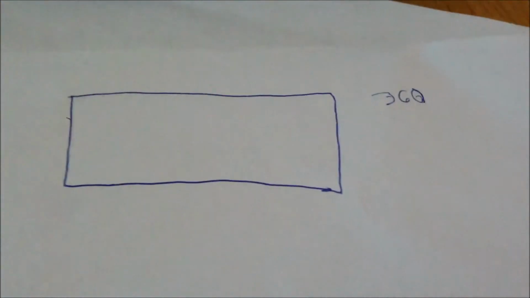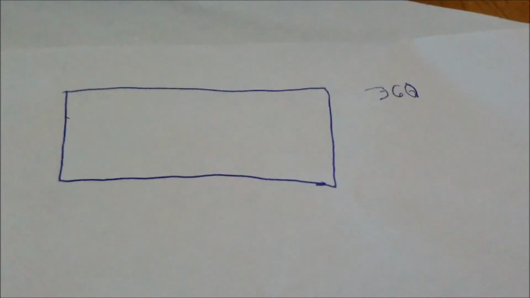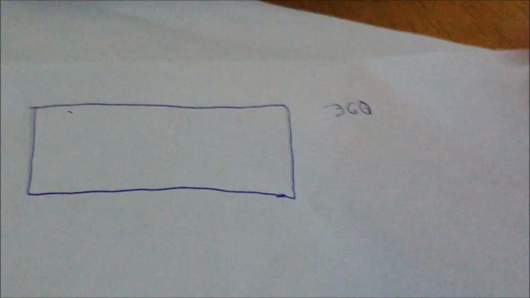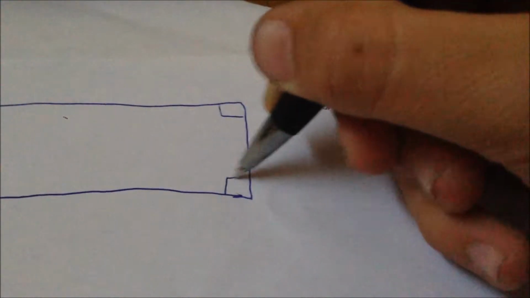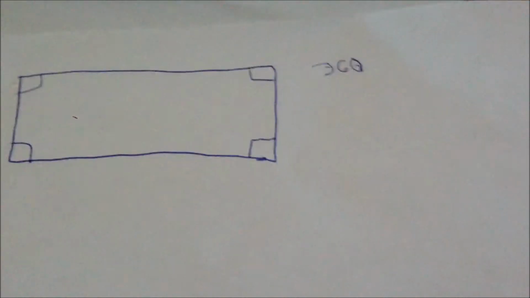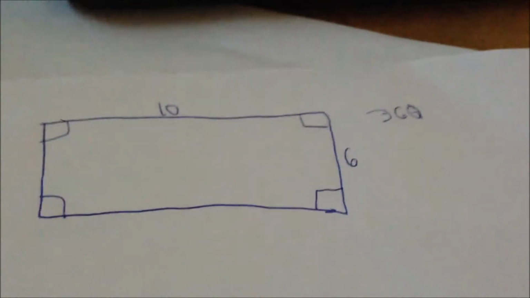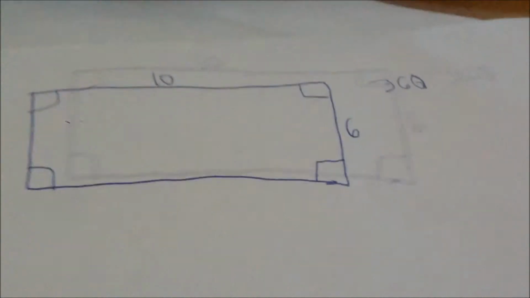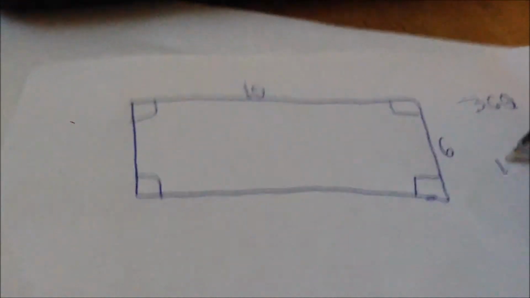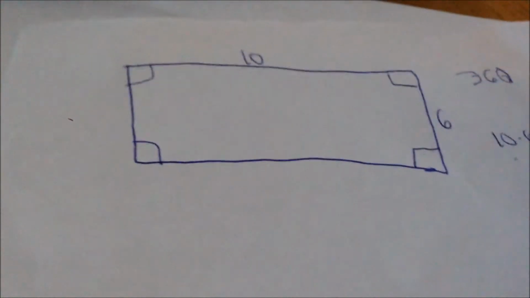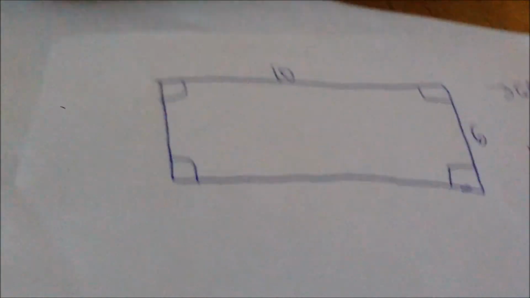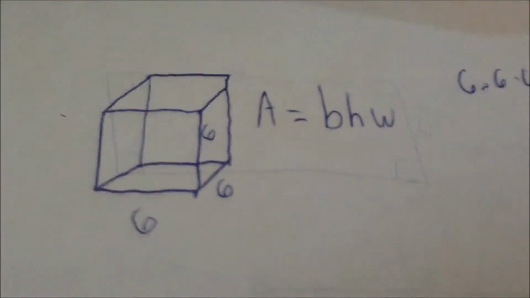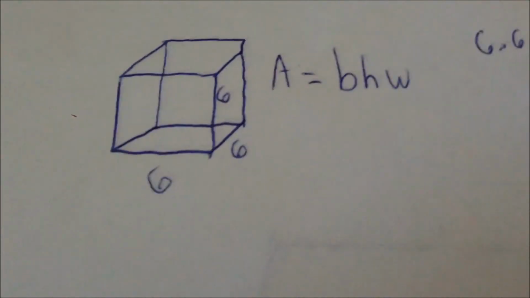Rectangles are similar to squares because they both add up to 360 degrees. Each one has a 90 degree angle, and a 90, 90, and a 90 degree angle. They all add up to 360. What's different about rectangles, though, is that they have different lengths and widths. The way to find the area of a rectangle is by multiplying 10 by 6. That equals 60, the area of this rectangle.